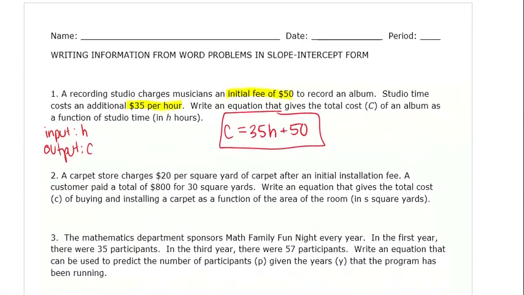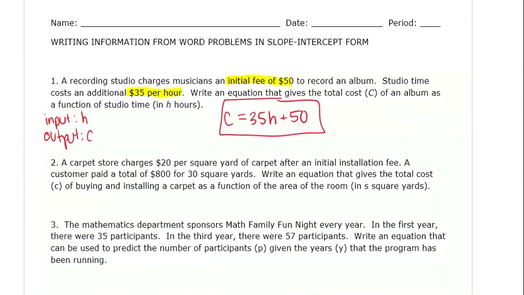Number 2. A carpet store charges $20 per square yard of carpet after an initial installation fee. A customer paid a total of $800 for 30 square yards. Write an equation that gives the total cost C of buying and installing a carpet as a function of the area of the room in S square yards. So here, the input is the number of square yards you're buying, and the output is the cost.